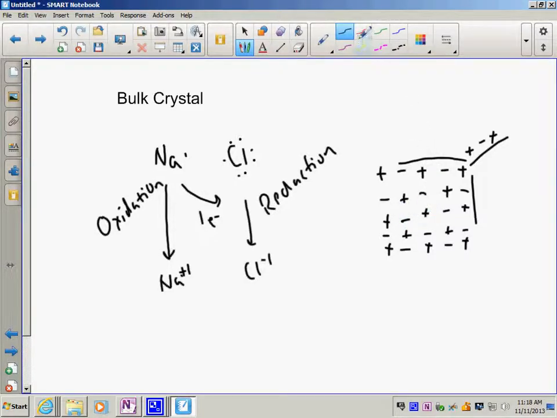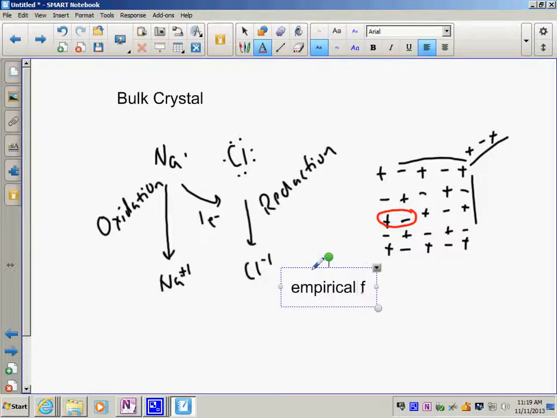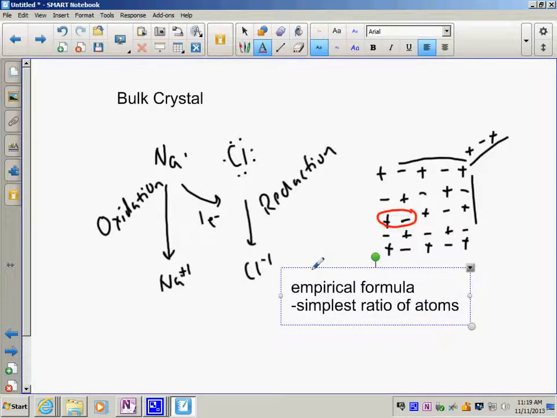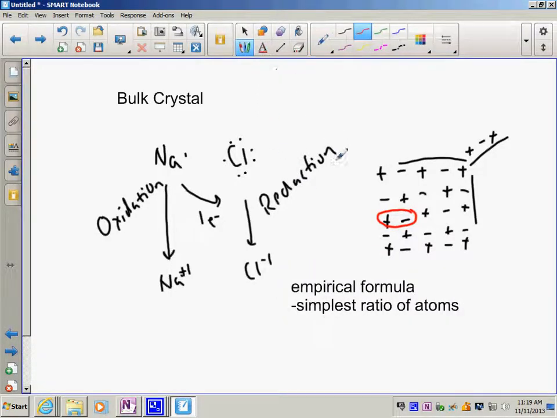So what happens is scientists will give this thing a name based on the ratio of cations and anions. This might be right here. There's one cation for every one anion. This is referred to as the empirical formula, and I'll just type that right here. This is the simplest ratio of atoms. Therefore, an ionic compound's formula will always be a simplest ratio.